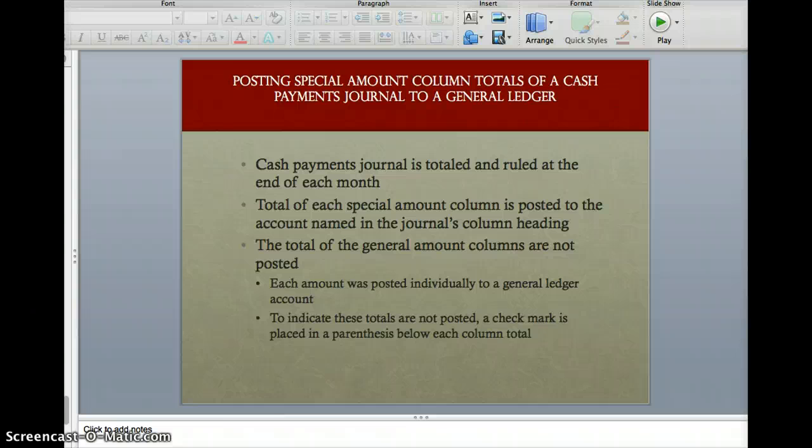That's what we did in 11.3. To indicate that they're not posted, you put a check mark in the parentheses below the column. So basically what that just said is you go through your columns at the bottom, you put a check mark in any column that's not posted individually, which will be your general debit and your general credit columns.